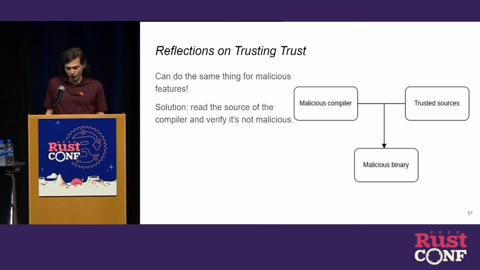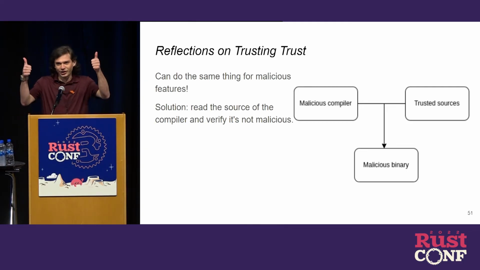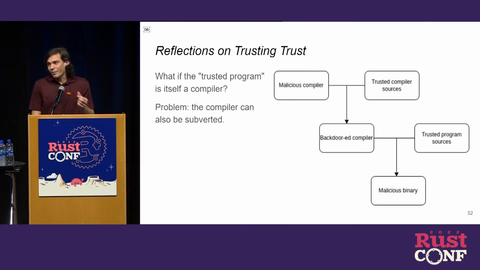And so there's a solution here, and the solution is you just read the source of the compiler. You're like, okay, well, I've looked at it, I've read through rustc or whatever, it's good, I'm glad, great, problem solved. Well, not quite. What happens if the program you're generating is itself a compiler?